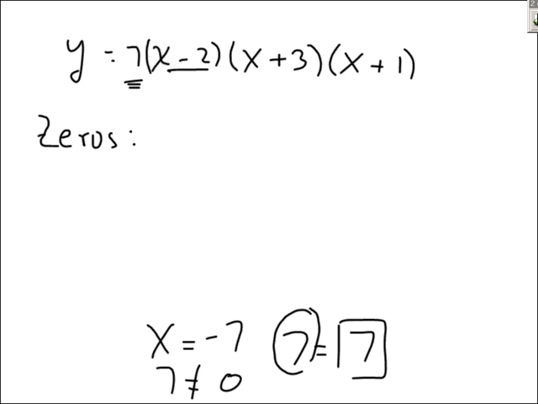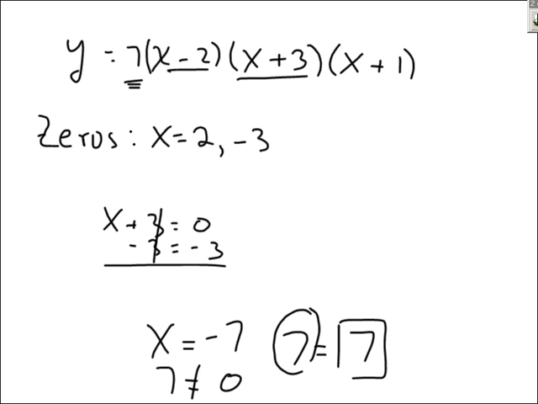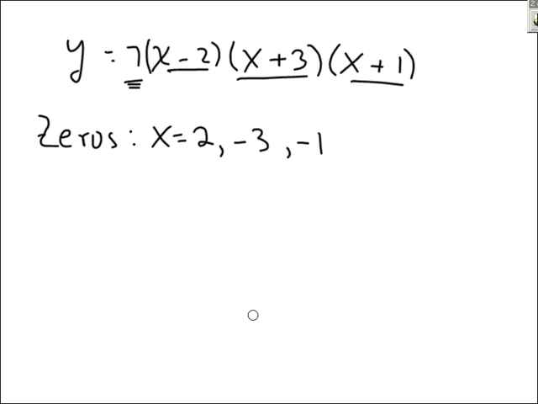X minus 2 equals 0 when x is 2. X plus 3 is 0 when x is negative 3. And if you need to solve it, x plus 3 is 0, take away 3, x is 0 minus 3 or negative 3. What plus 1 is 0? Well, it's not 1. 1 plus 1 is 2. It's negative 1. So now we have the zeros. Let's get rid of this mess. Now we need to do one more thing.